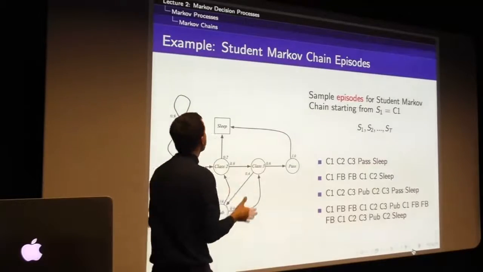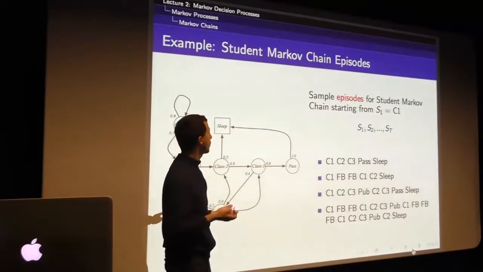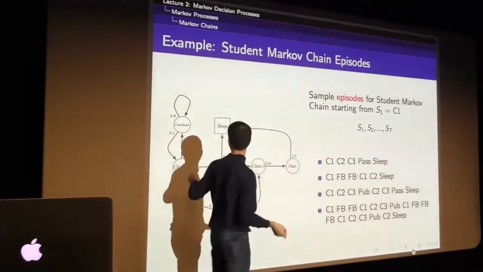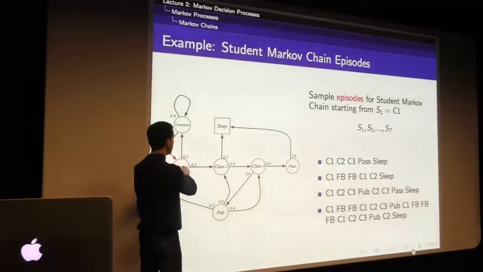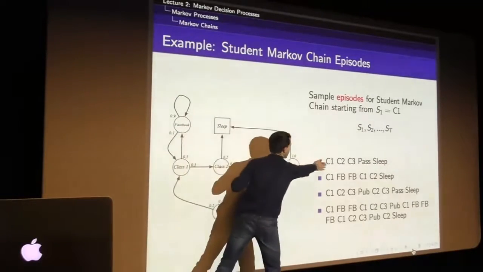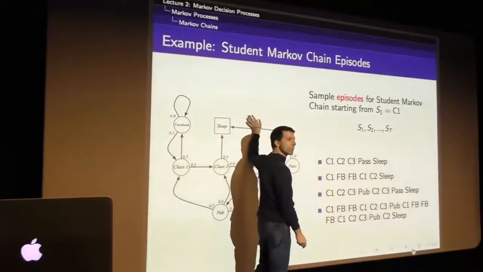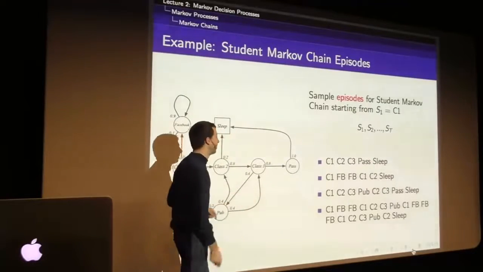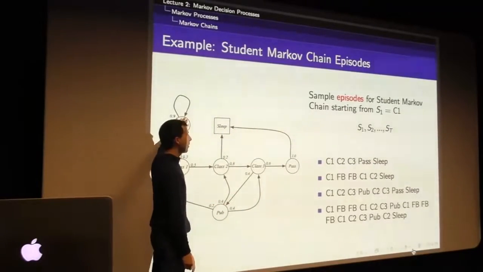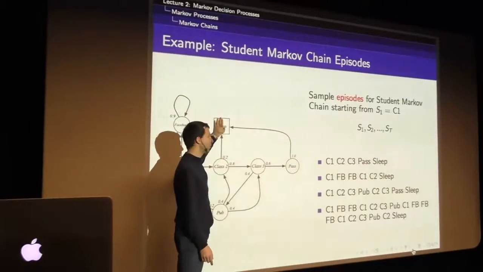Okay, so now that we've got this student Markov chain, let's think about what it means to take samples of this. So what's a sample? A sample is a sequence of states where we start, for example, in class 1, and we take samples through this system. For example, one sample might be class 1, class 2, class 3, pass, fall asleep. That's the nice sample. But you might also have another sample like class 1, Facebook, Facebook again, back to class 1, back to class 2, and then fall asleep.